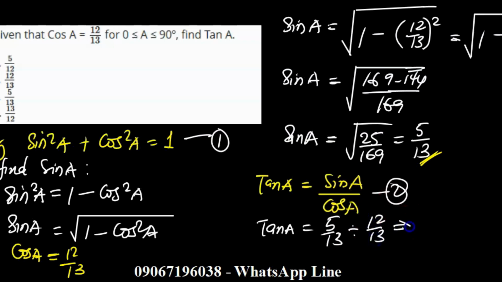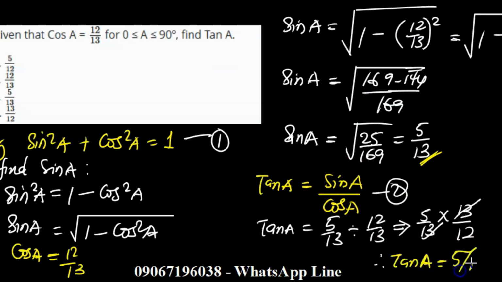If I expand this, this is going to give me 5 over 13 times 13 over 12. Okay, so cancel this. So therefore, tan A is going to give me 5 over 12. So the answer to this question is 5 over 12, option A. Option A, okay? So this is the answer to this question.